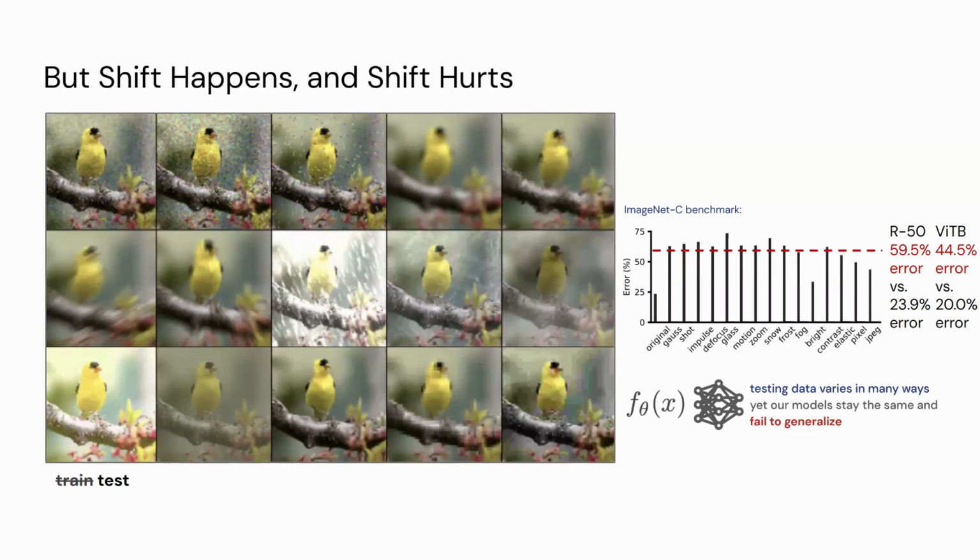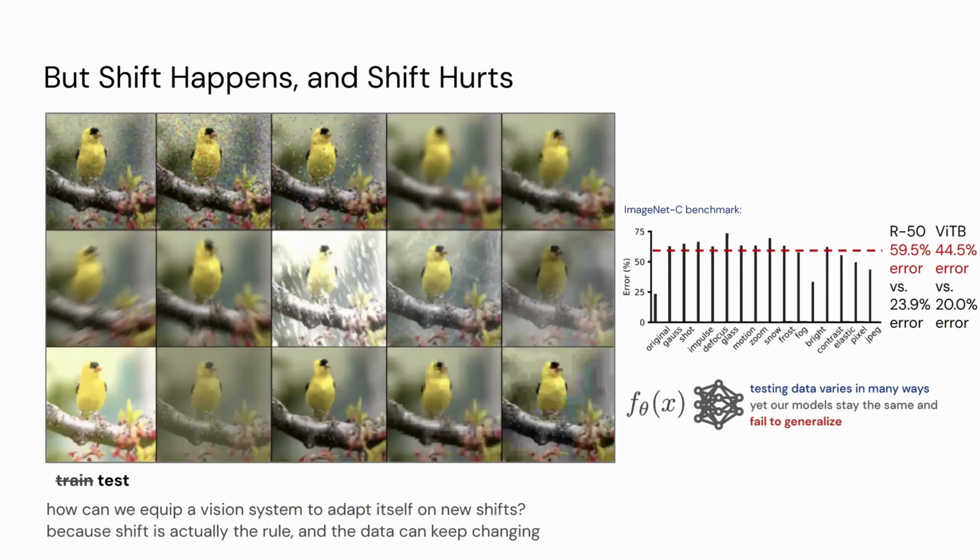I'd argue a fundamental reason for this is that while the data can change in so many ways, so the input X to our model can shift in all these ways, our model itself, those learned parameters, theta, stay the same. We're applying the same model every time, and we're seeing this failure to generalize. So what I want to ask is, is there a way to equip our vision systems, or our machine learning models more generally, with a way to adapt themselves on these new shifts? So that when we get new data, we get a new model as soon as we make a prediction. Because I'd actually argue that shift is the rule.